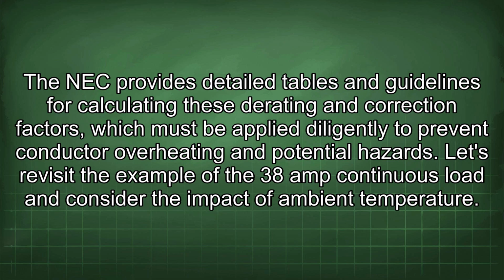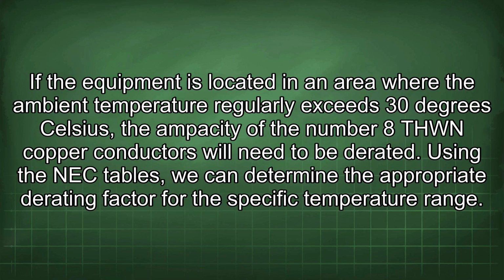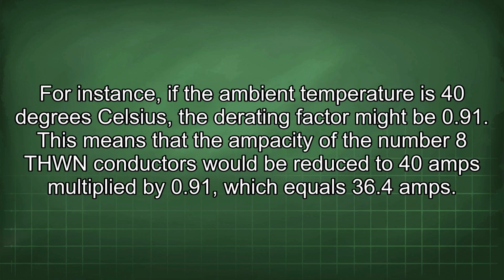Let's revisit the example of the 38 amp continuous load and consider the impact of ambient temperature. If the equipment is located in an area where the ambient temperature regularly exceeds 30 degrees Celsius, the ampacity of the number 8 THWN copper conductors will need to be derated. Using the NEC tables, we can determine the appropriate derating factor for the specific temperature range. For instance, if the ambient temperature is 40 degrees Celsius, the derating factor might be 0.91.